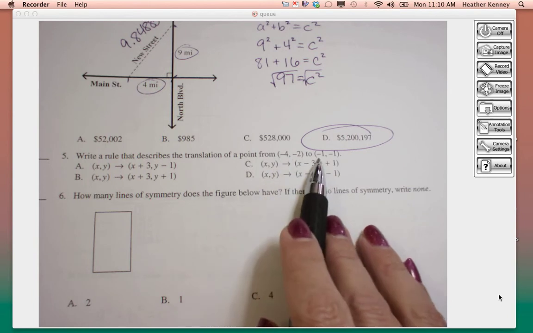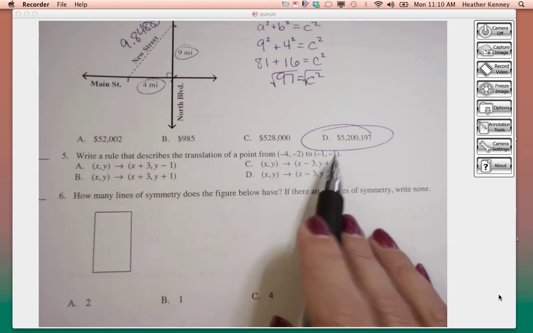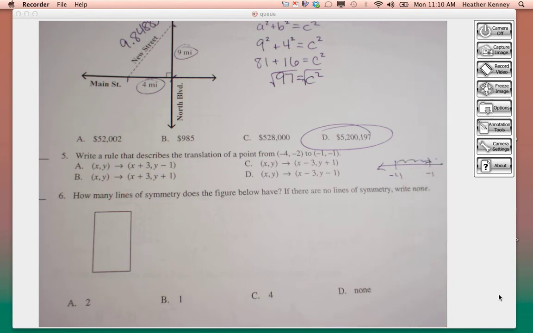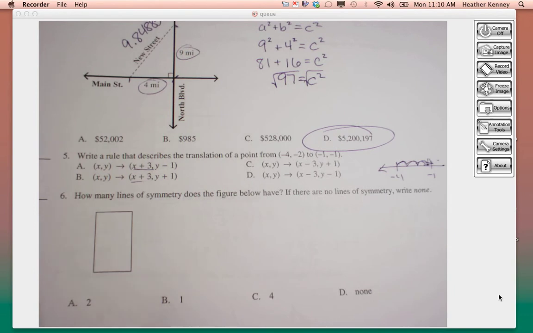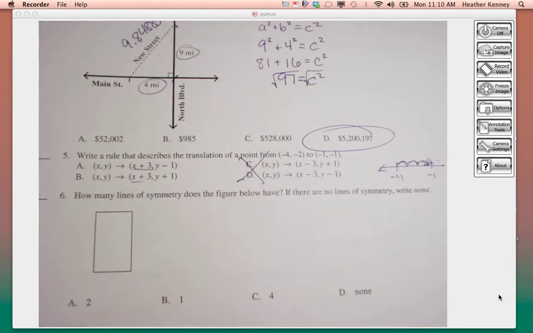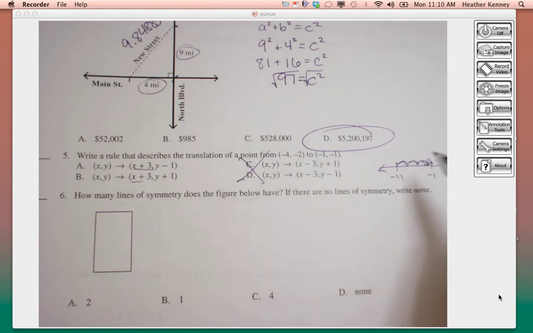Write a rule that describes a translation of a point from -4, -2 to -1, -1. So we look at our x's first. We're going from -4 to -1. You have to ask yourself, do I add or subtract to get from -4 to -1? If you think about a number line, -4 is here, -1 is here. So we're getting greater, so we're actually adding. We would be adding 3 to get from -4 to -3, -2, -1. So it's plus 3. So x plus 3 would be the first part of our rule.